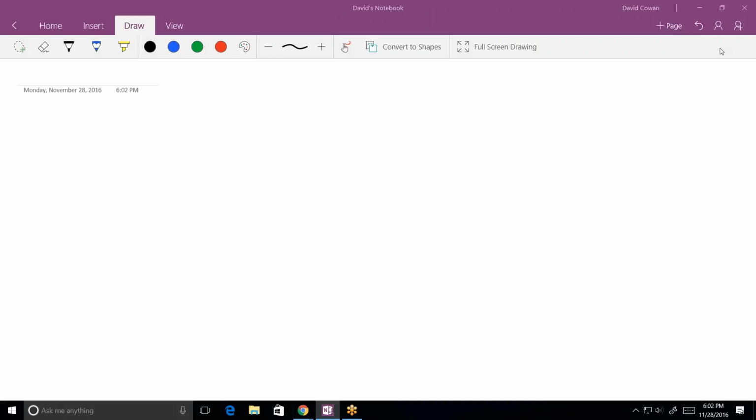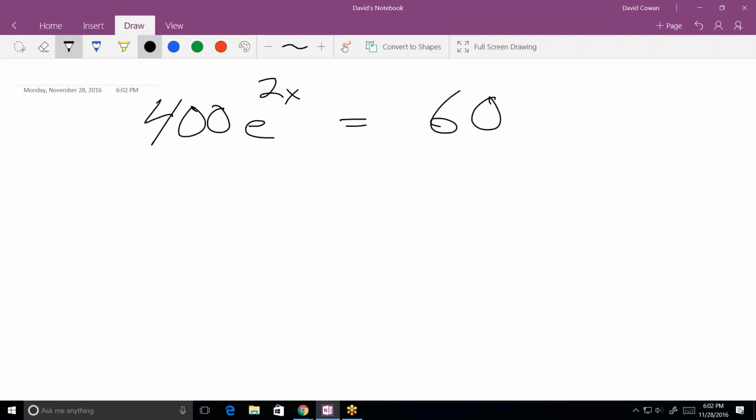So I have one problem, and it's solve for x, and it's 400 times e raised to the power of 2 times x equals 600. Whenever this is an exponential equation, it's not an algebraic one. You cannot solve exponential equations algebraically. You have to use logs. That's the first thing you need to recognize when you see a problem like this.